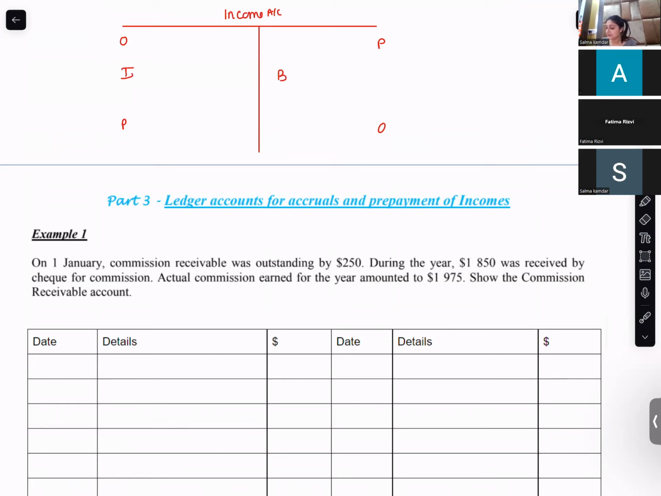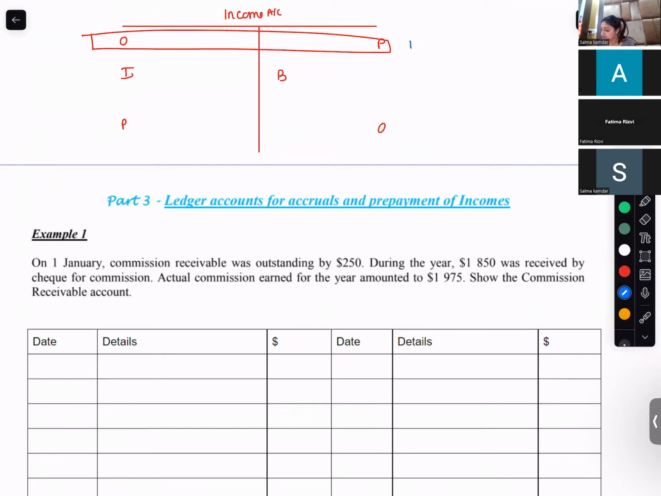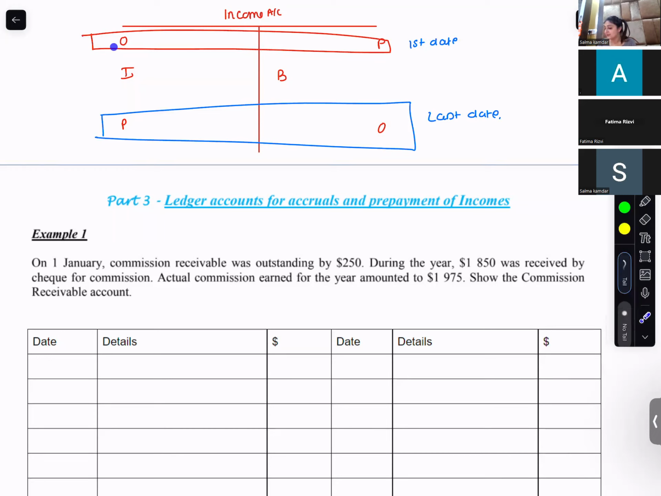When I talk about this, it will be related to which date? First date. This will be related to the first date. This will be related to the last date. This would be income for the year. And B would be money received during the year. Are you with me?